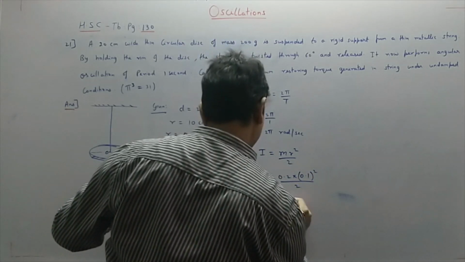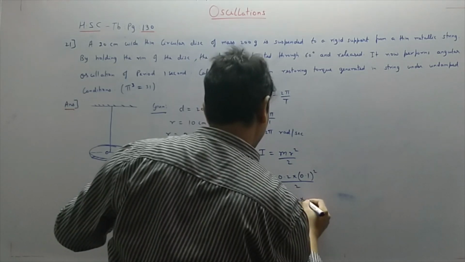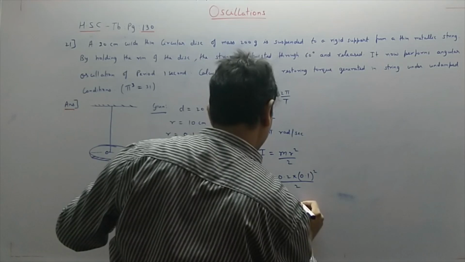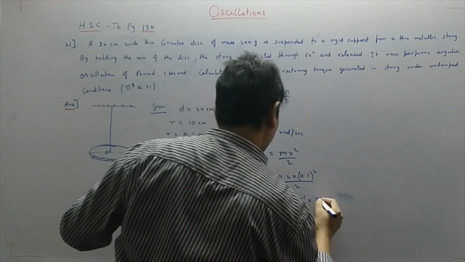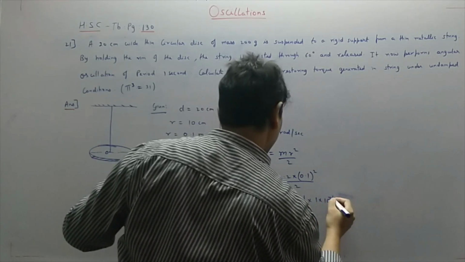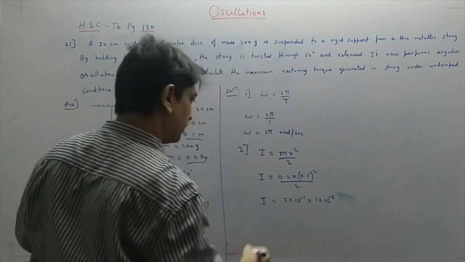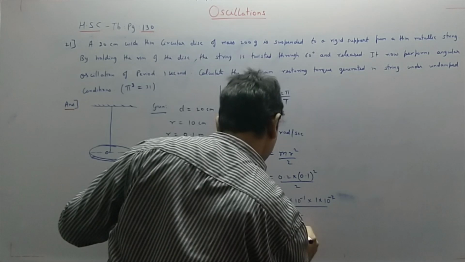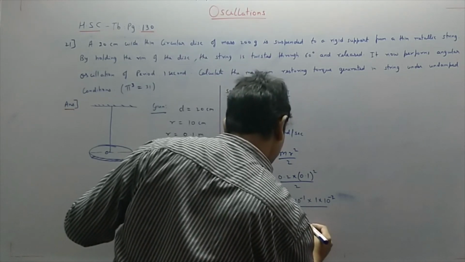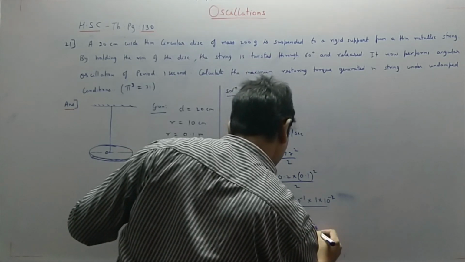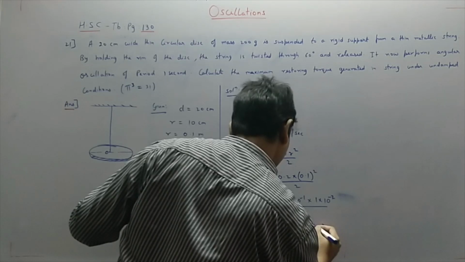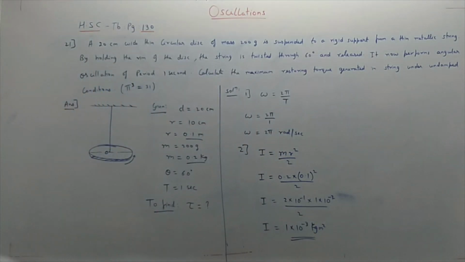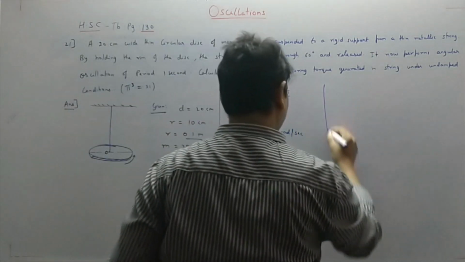So we get 0.2 into, here we can write this as 2 into 10 raised to minus 1, and 1 into 10 raised to minus 1 the whole square, and then divided by 2. 2 and 2 get cut. We are getting 1 into 10 raised to minus 3 kg meter square. So this is the moment of inertia, 10 raised to minus 3 kg meter square. So we got the moment of inertia.